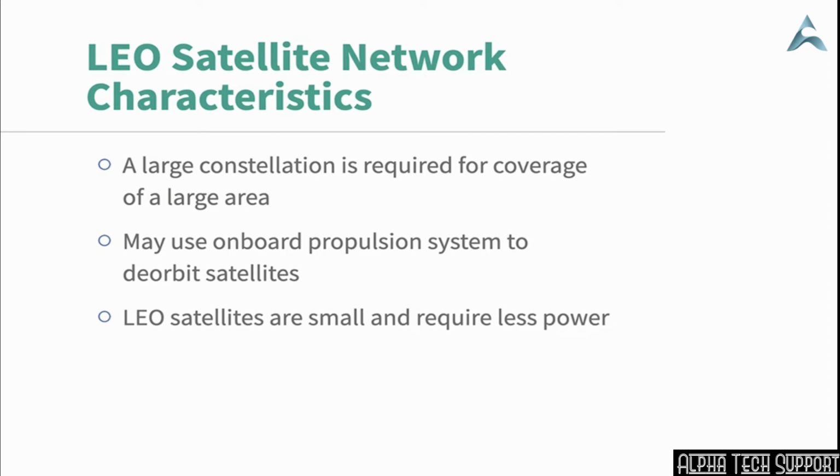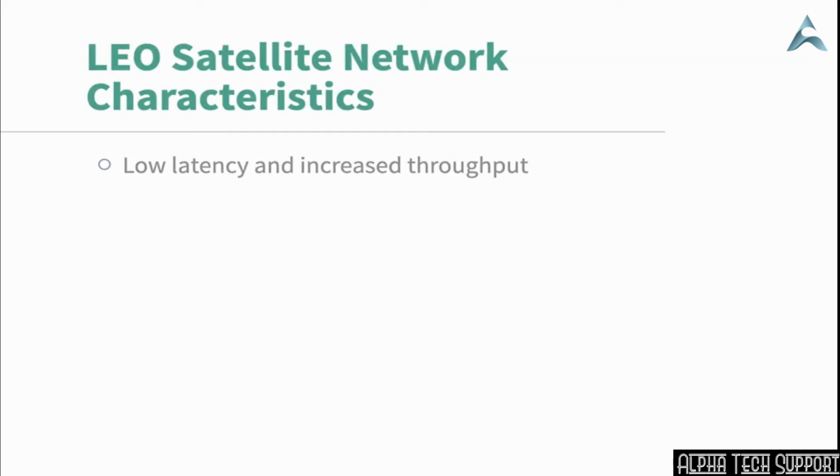There are other characteristics of the LEO satellite network that make it a promising internet connectivity option. Because LEO satellites are close to the Earth, they can be small and require less power. Smaller LEO satellites have less costs to design, manufacture, and launch. The low latency and increased throughput are other reasons for their popularity.